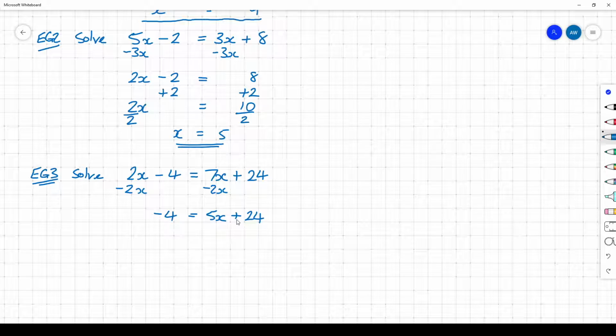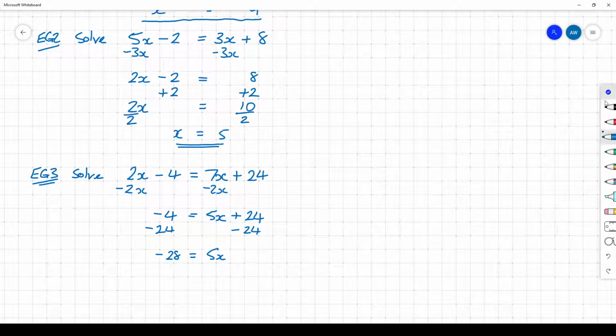So what's the first thing we get rid of? It's the plus 24. How do we get rid of that? We take away 24. Do it that side, do it that side. What's minus 4 take away 24? It's minus 28. Equals 5x, didn't touch it. Plus 24 minus 24, nothing. That's why we did that. So now we're down to sorting out the 5.